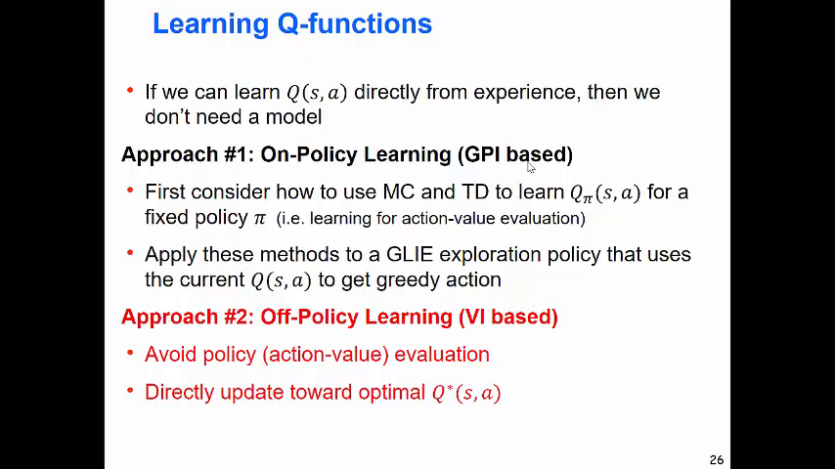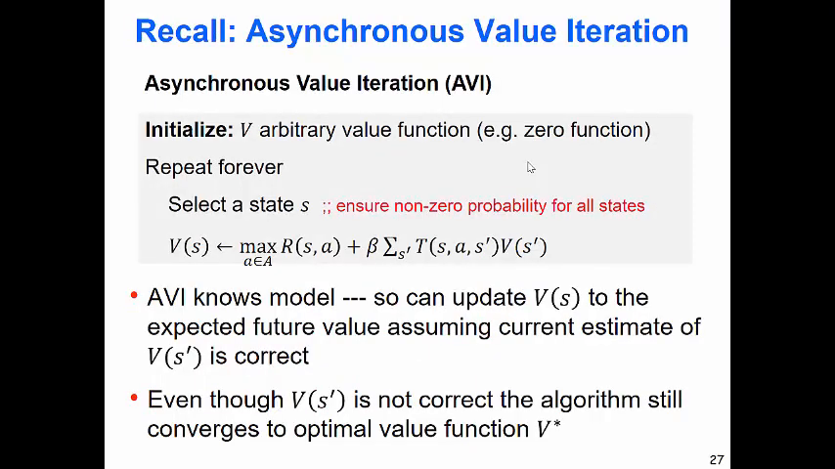And these can be very useful algorithms because you can get your data any way you want, yet still get the optimal policy in the end. So it decouples how you get your data from how you learn the policy. And Q-learning is the most famous of these algorithms. Q-learning basically derives from asynchronous value iteration.